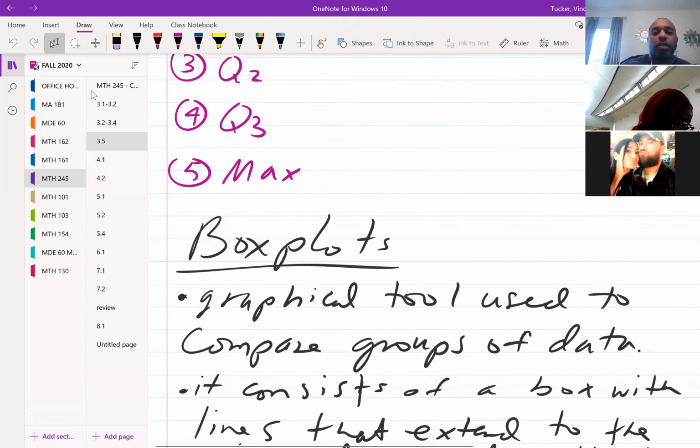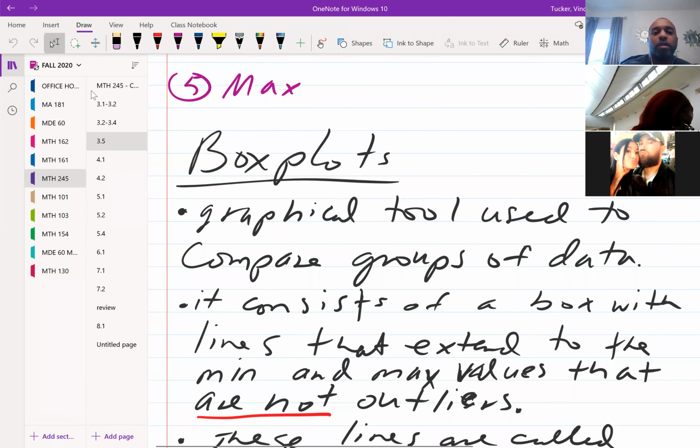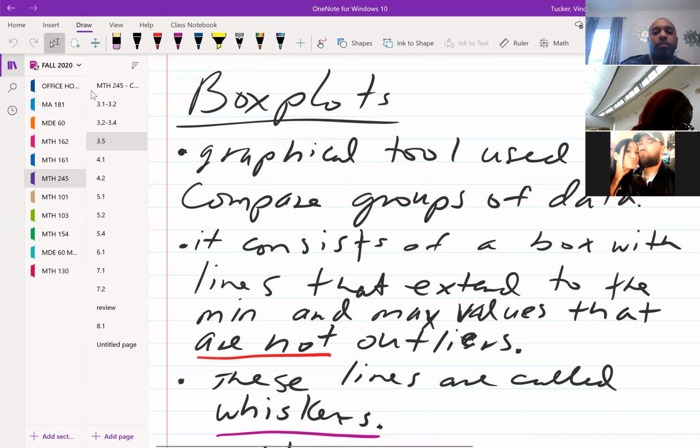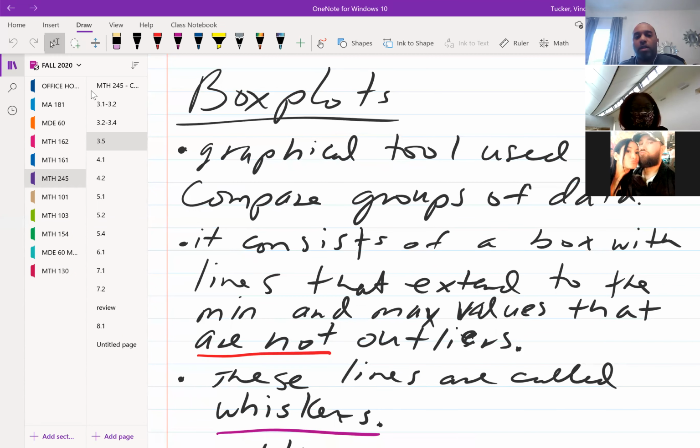The other thing in this section that they talk about that we haven't already is box plots. It's a graphical tool used to compare groups of data. It consists of a box with lines that are extended to the minimum and maximum values that are not outliers. Different books call for different things. Our book is going to do a modified box plot wherein we're not going to extend to what we have considered outliers. And you'll see what I mean in a second. These lines are called whiskers.